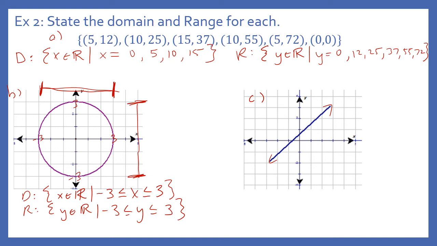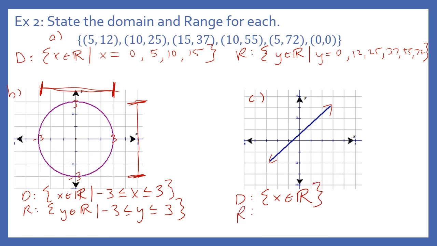For C, let's put arrows on the end to simplify it. Now remember, arrows means it goes on forever in both directions. So as I go to the left, it's going to keep getting lower and more left. As I go to the right, it's going to keep getting higher and more right. It goes on forever in both directions. So this one's pretty easy.